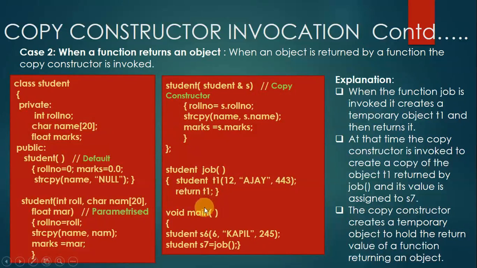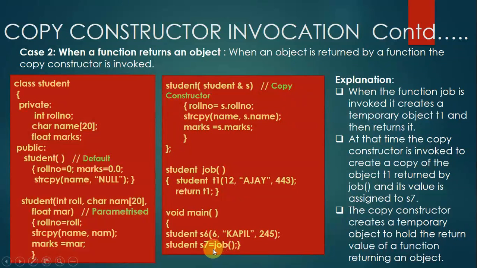So let us see what happens in main. In main, I'm creating an object S6 and I'm assigning some values to it. So the parameterized constructor will be called and S6 will be created in memory, which has values 6, couple and 245. Now I'm saying student S7 equal to job.